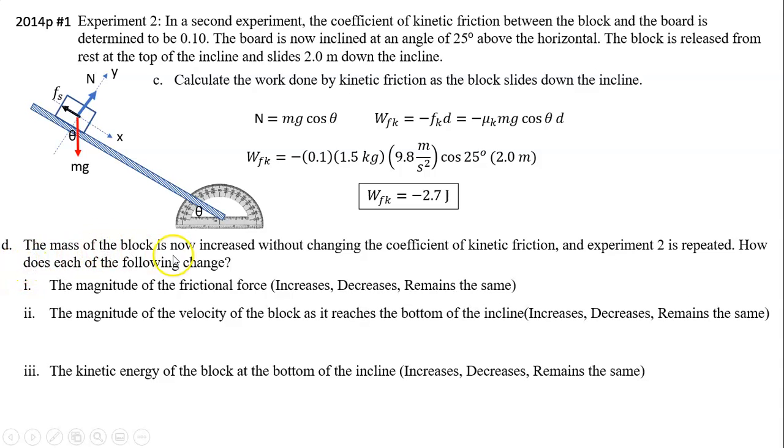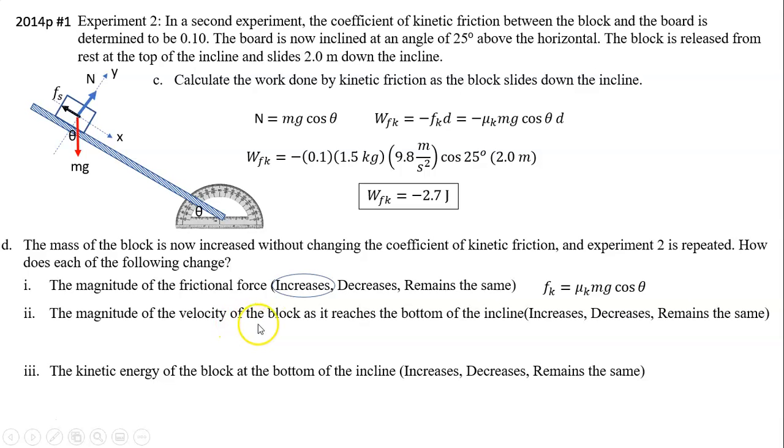Part D. The mass of the block is now increased without changing the coefficient of kinetic friction, and experiment 2 is repeated. How does each of the following change? How does the magnitude of friction force change? Does it increase, decrease, or remain the same? We know friction equals mu k times N. If m increases, friction should increase.